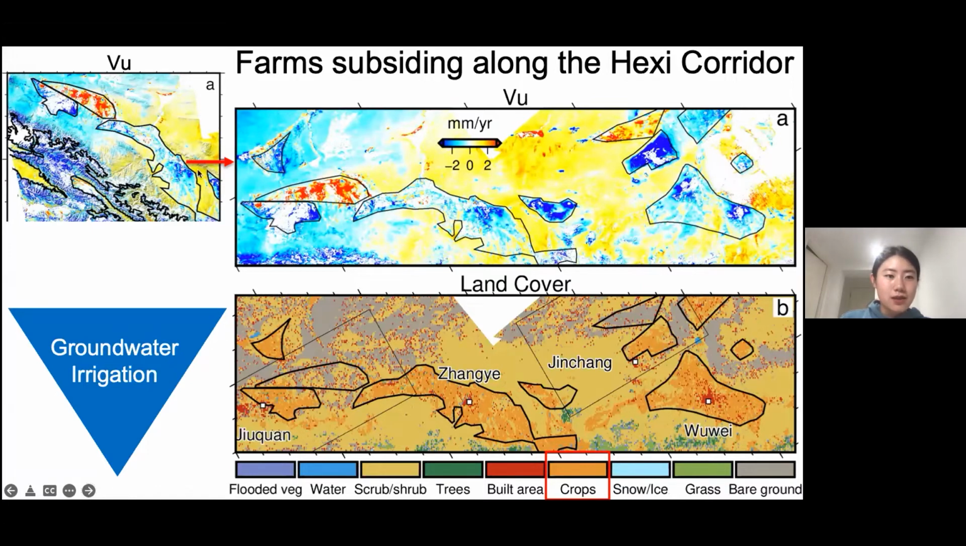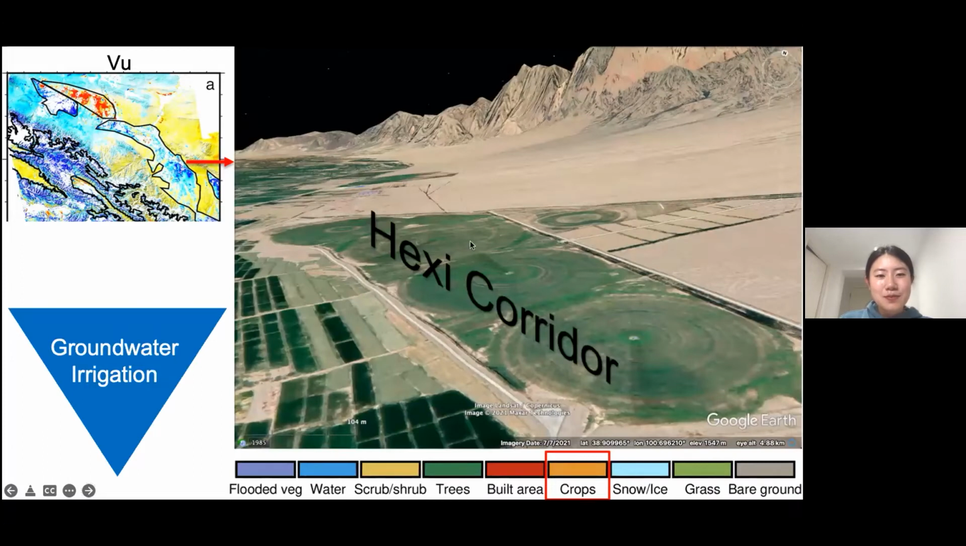And if we zoom into an area that is highlighted with deep blue, which means it's subsiding very quickly, then we see this. So this is an area where an oasis is being built into the desert. And here the land is irrigated by pumping groundwater. And this is where we are seeing subsidence signals. And this is why we see subsidence on pixels classified as crops.